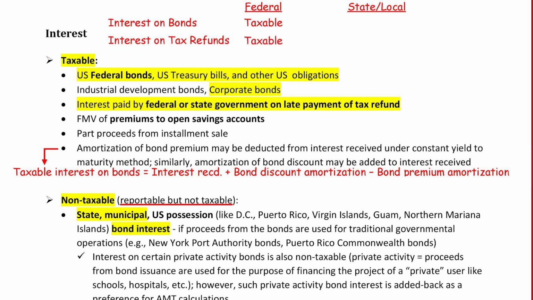Talking about state or local. Interest on state or local bonds, right, non-taxable. But interest on state or local tax refunds, that is right, taxable. So guys, this table will serve as a little cheat sheet for you when they try to confuse you on the CPA exams between federal and state, between interest on bonds and interest on tax refunds.